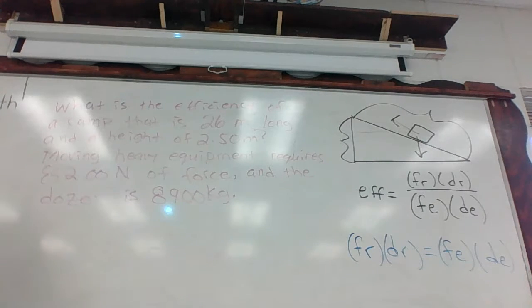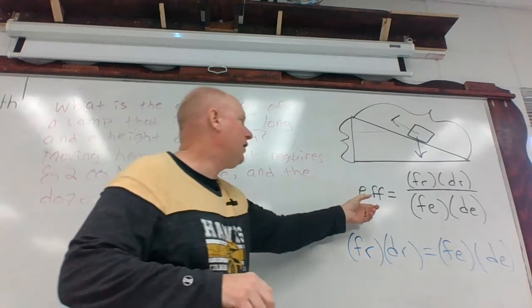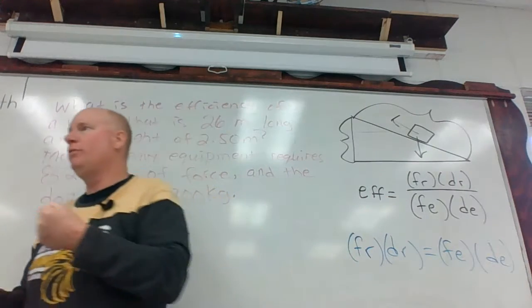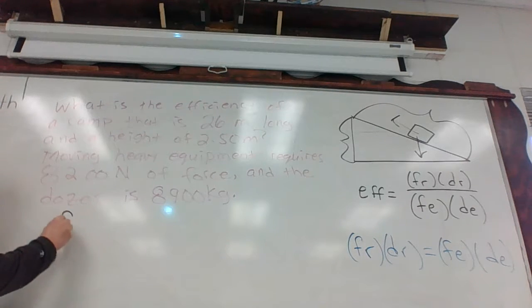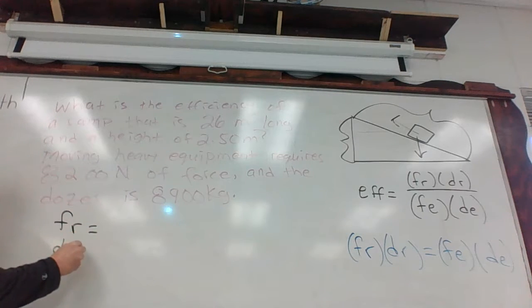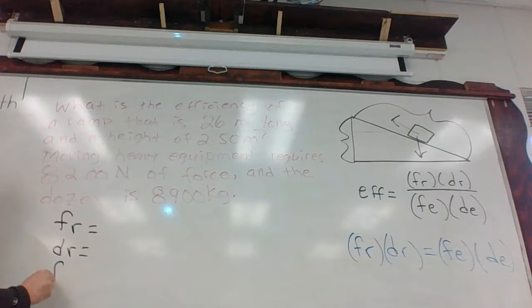So if we want to know this efficiency, how many variables do we need to know? We need to know 4 of them. Okay, so let's start putting some of these where they would belong. We need to know a resistance force. We need to know a resistance distance. We need to know an effort force. We need to know an effort distance. Okay.